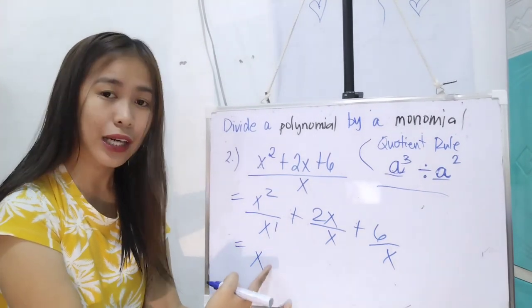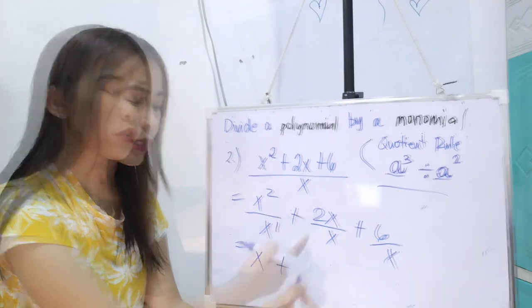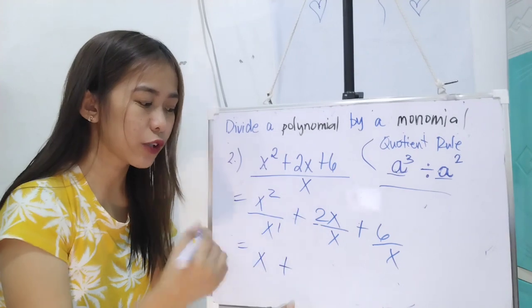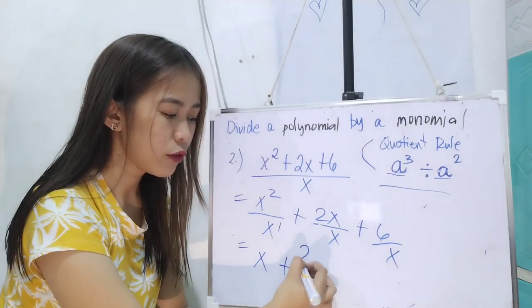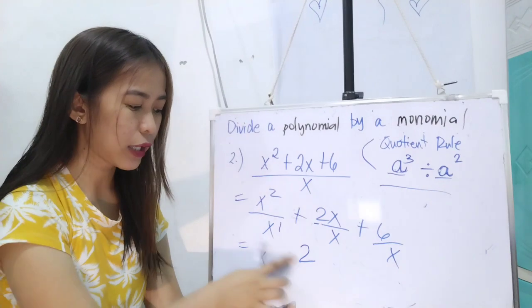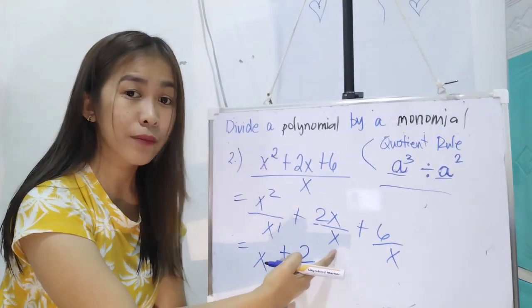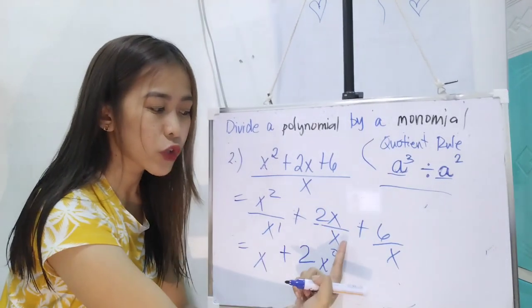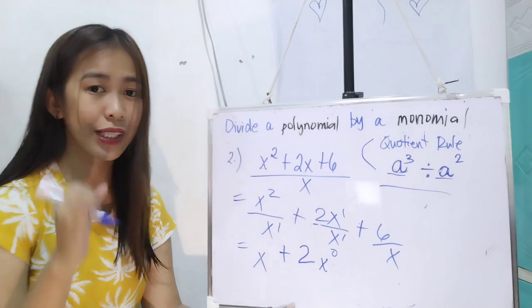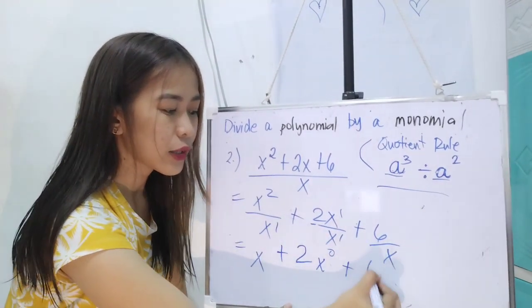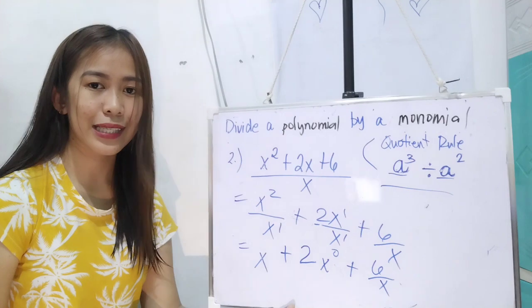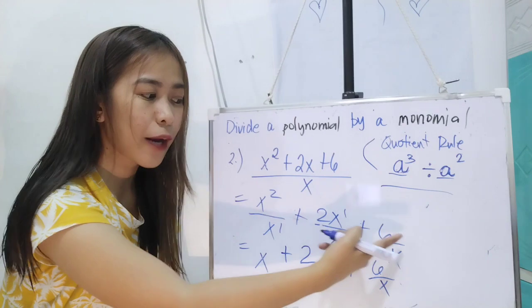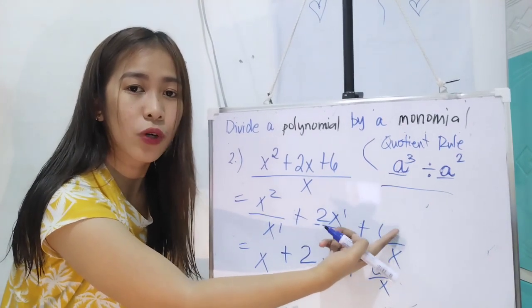Therefore, we no longer put an exponent here. Plus, 2 divided by 1, because automatically there is also a numerical coefficient of 1 here. So, since there is none, we copy 2. And then x divided by x, that is x raised to 0, because 1 minus 1 is 0. Right? Plus 6 over x. Okay, because we have nothing to divide here. Right? Because 6 has no x variable with it.